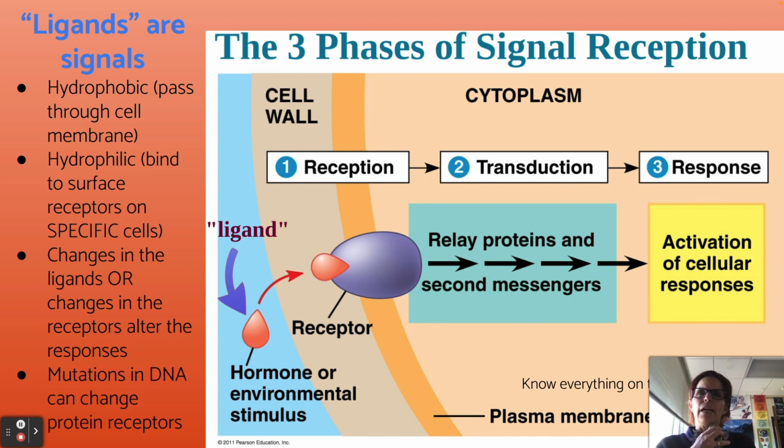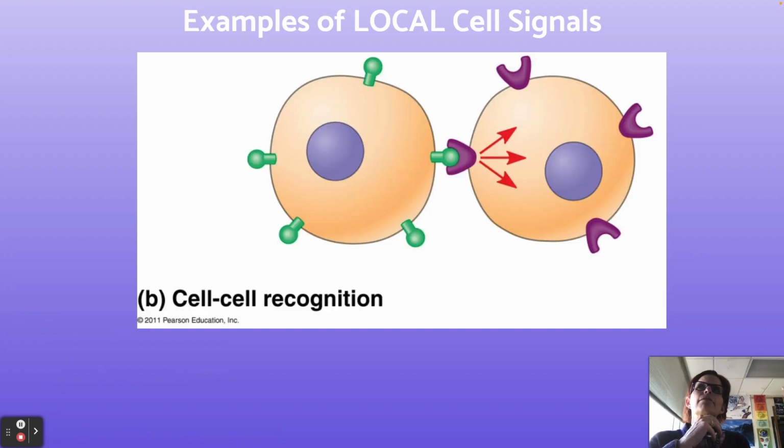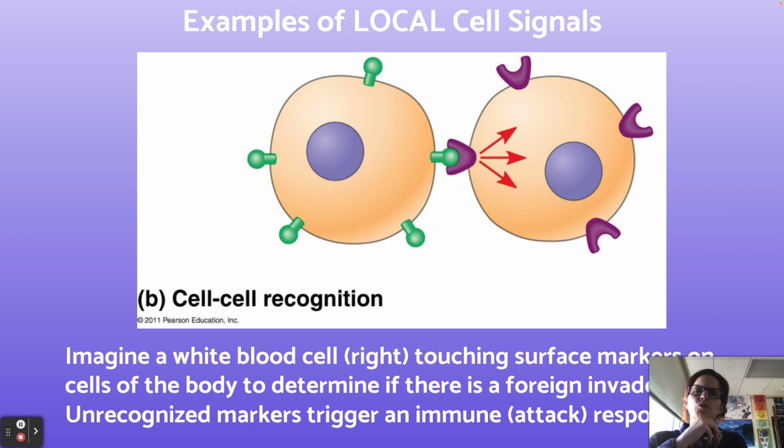So you're doing awesome. And then remember that changes in DNA can change these protein receptors. So it can affect anything, a protein right here, a protein in the transduction process, or a protein involved in the response. A change in the DNA can change any of the process. This is an example, just really quickly.